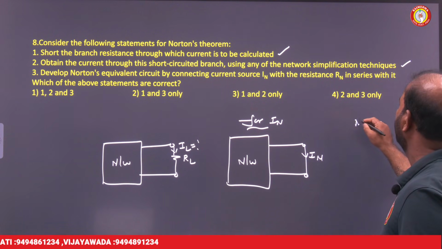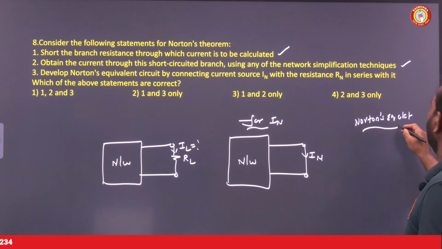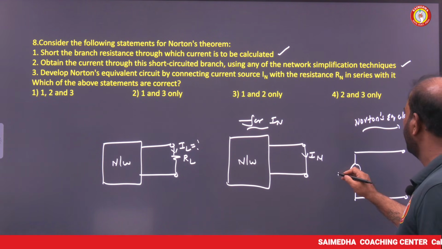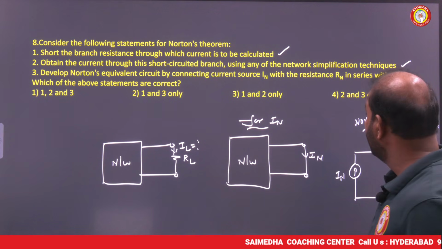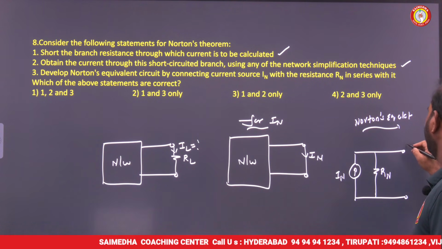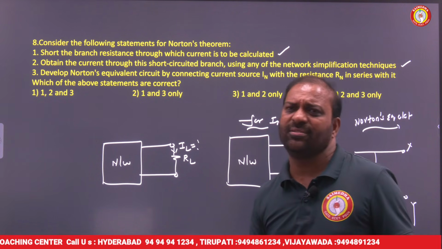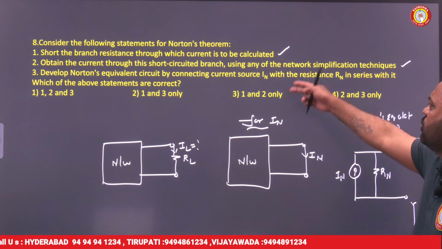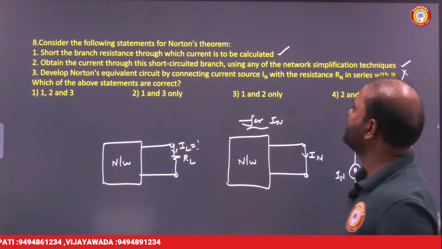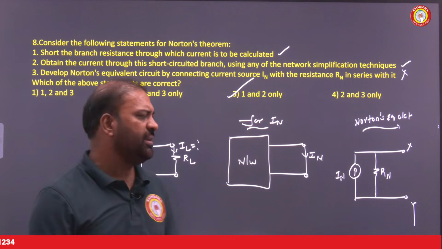Develop Norton's equivalent circuit by connecting current source with resistance R in series with it. No. Norton's equivalent circuit consists of Norton's current in parallel with Norton's resistance, provided across the load terminals. But statement 3 mentions that Norton's equivalent circuit has current source IN in series with RN. So this is a wrong statement. Statements 1 and 2 are correct. So option with statements 1 and 2 is the right answer.